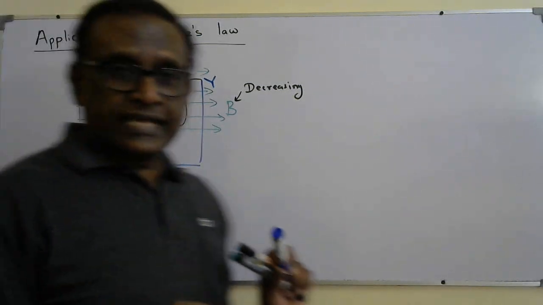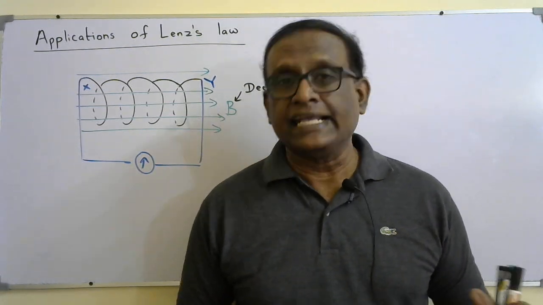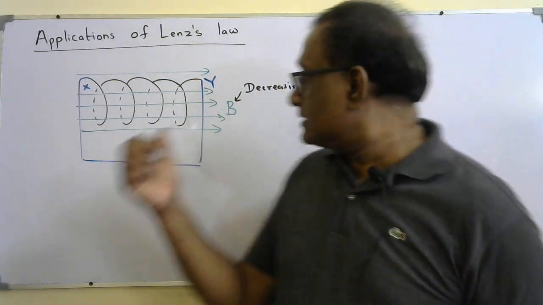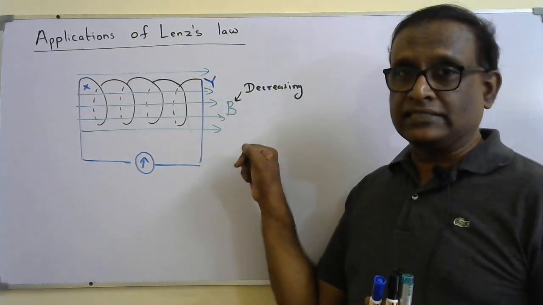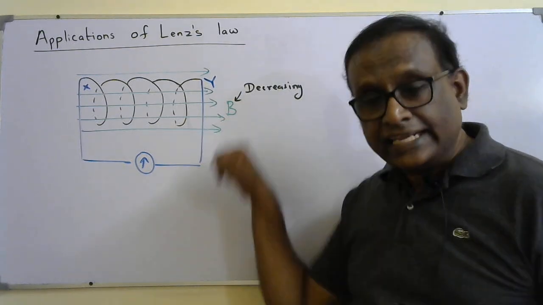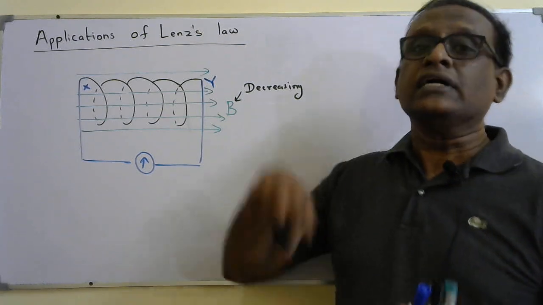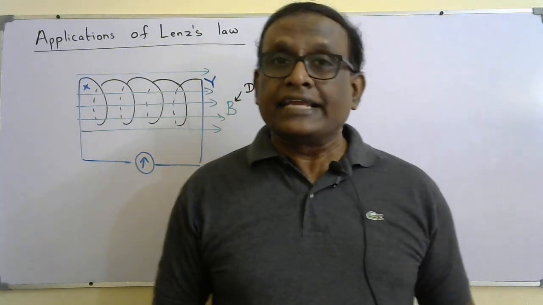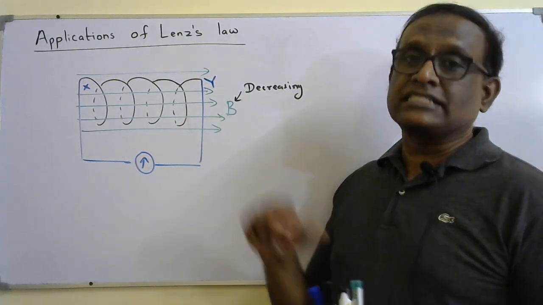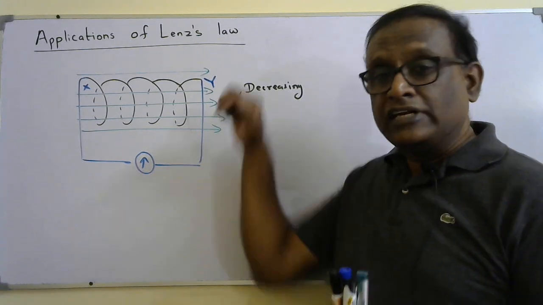Lenz's law says the direction of the induced current should oppose the change in flux. The change in flux is happening in the external magnetic field, which is decreasing. That should be opposed by the induced current. So what will the induced current do? The induced current will try to increase the external magnetic field, because the external magnetic field is decreasing.